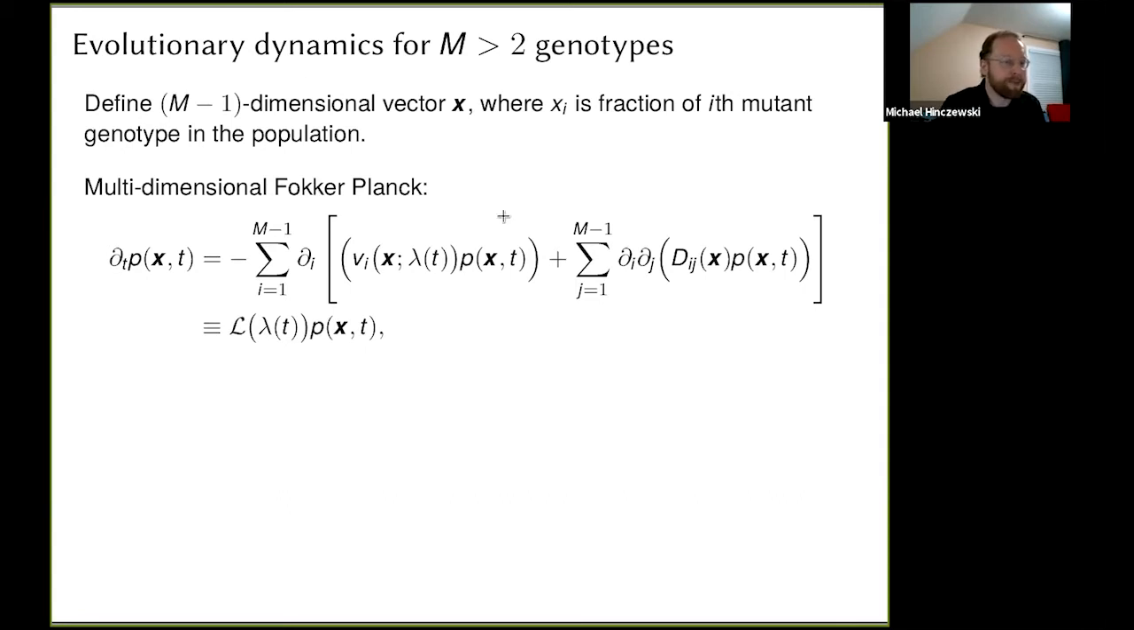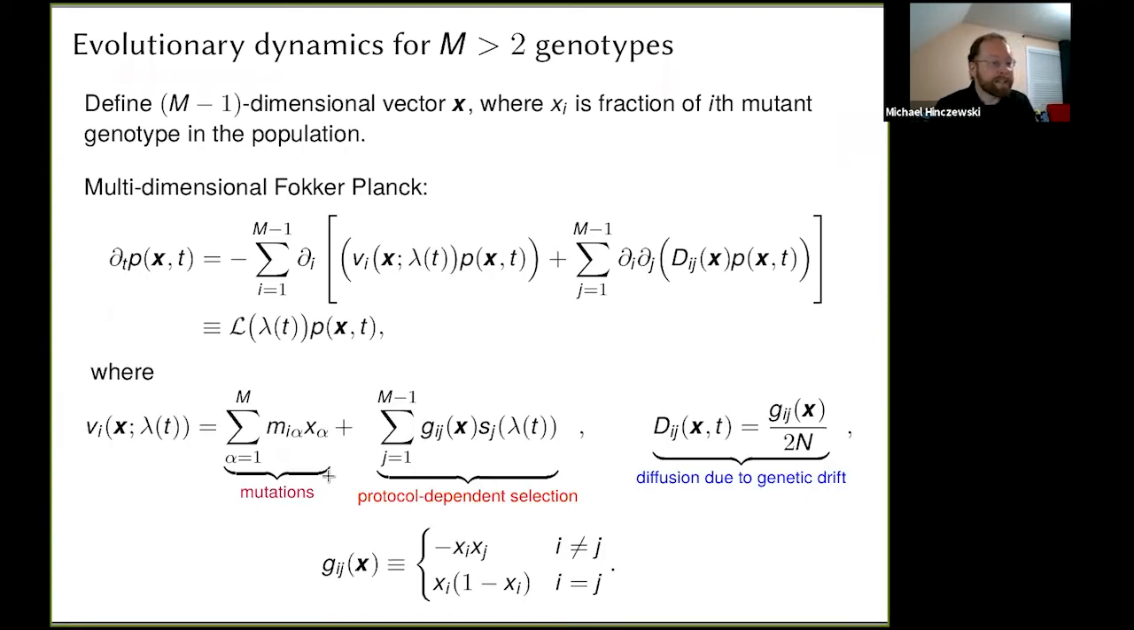I'll mention briefly the various terms, but we can think of this generically as being some operator, a differential operator, acting on our probability, telling us how that probability evolves in time. And that operator, the velocity term in particular, depends on our protocol. And how does that work? Well, the velocity term will have a contribution from mutations. So this M is just essentially a matrix denoting which types can mutate into each other. So it's just a generalization of the mutation term that we had.